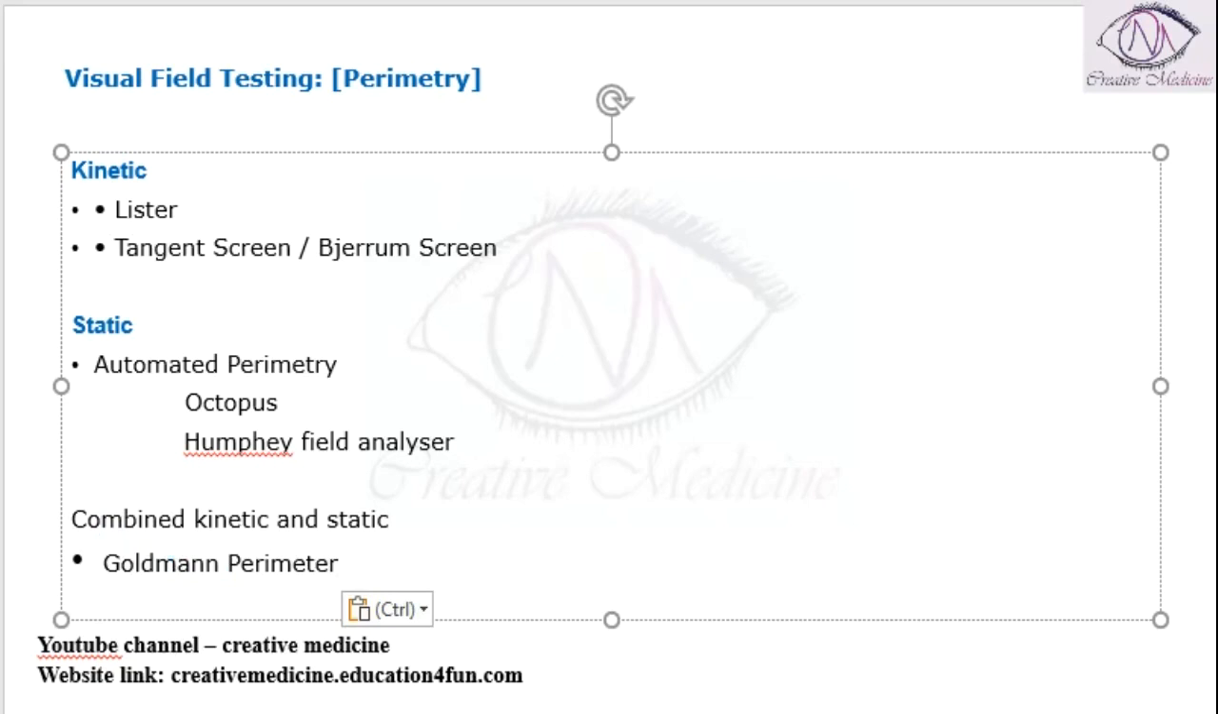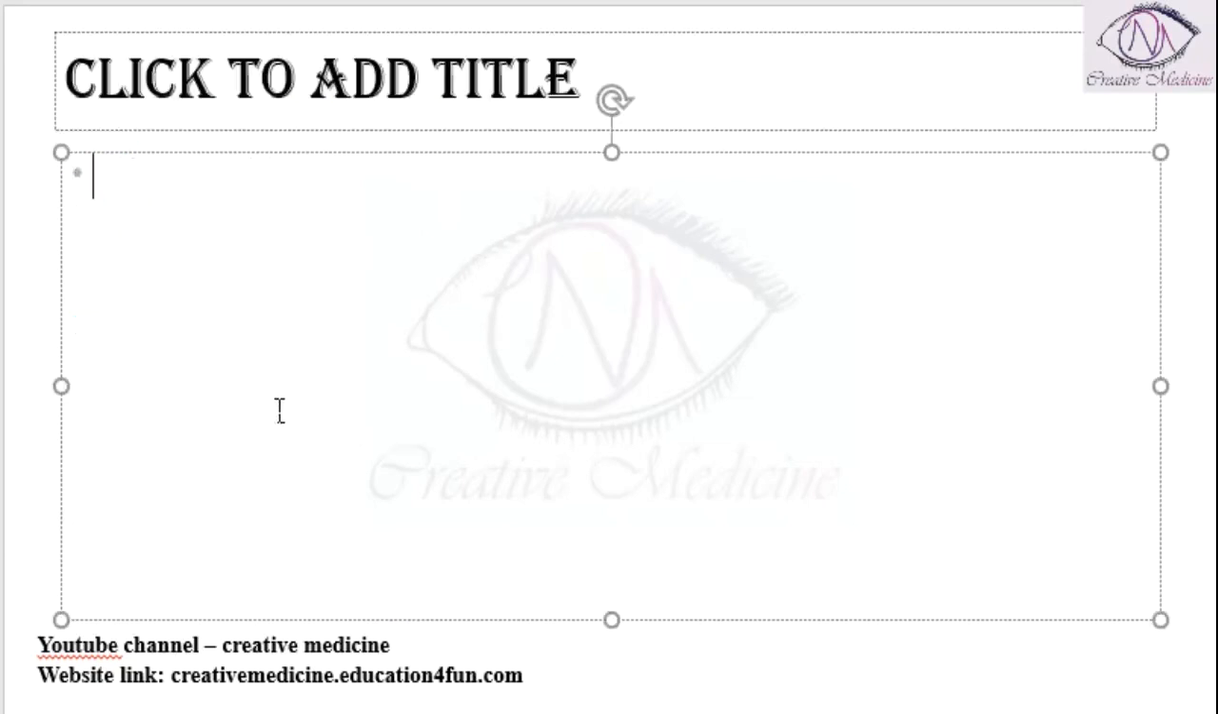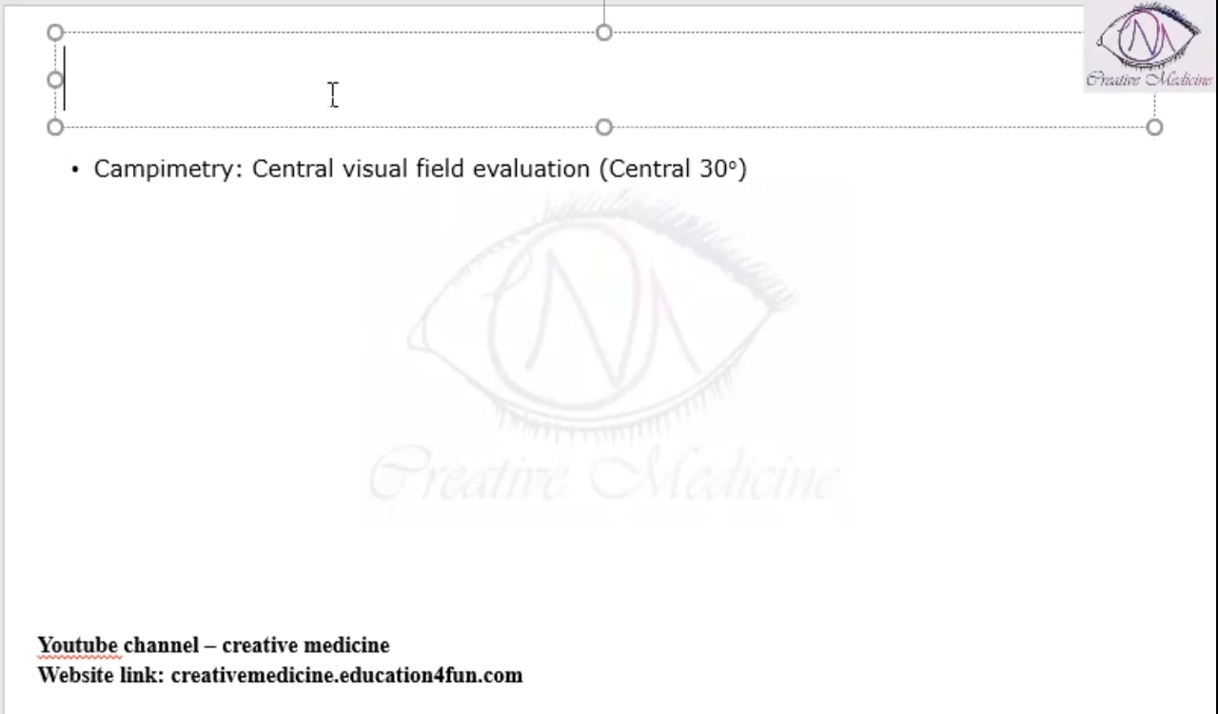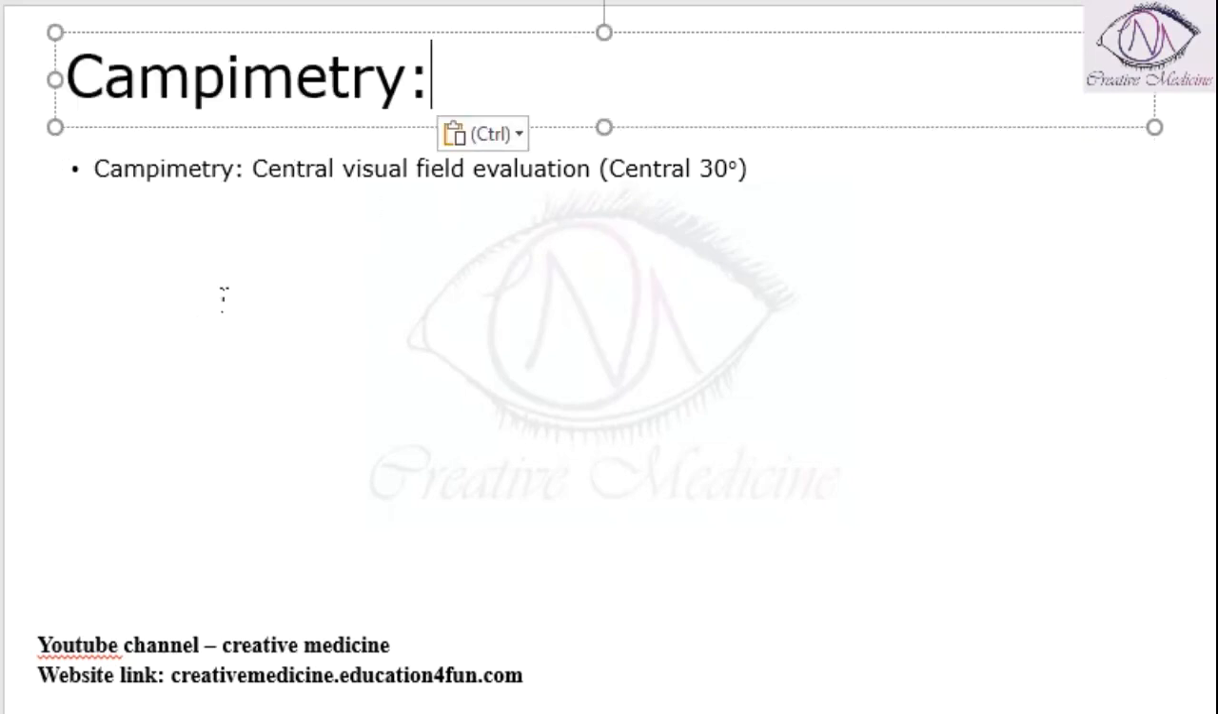Then what is campimetry? Campimetry is evaluation of the central visual field.